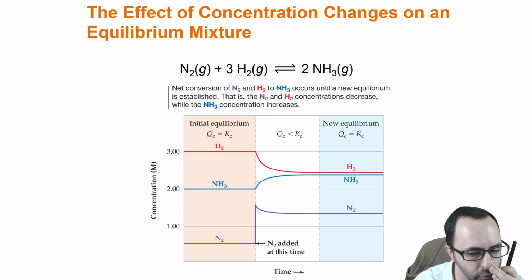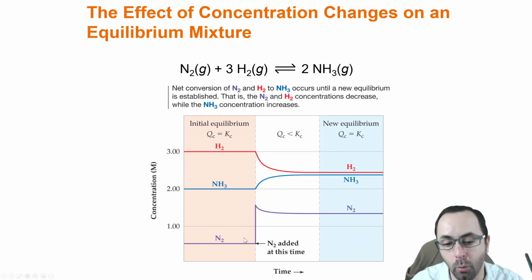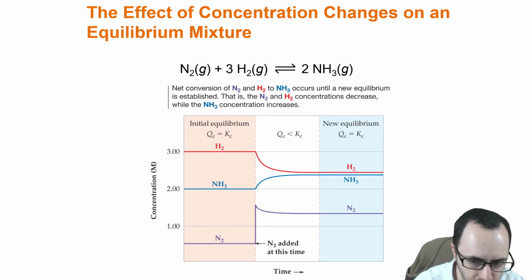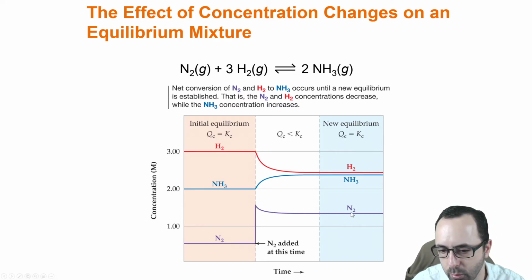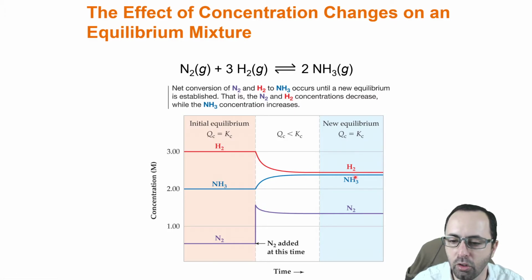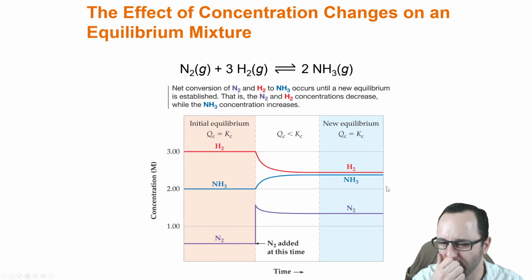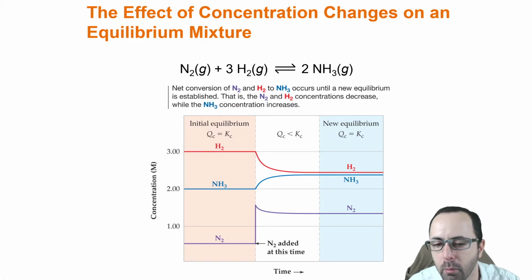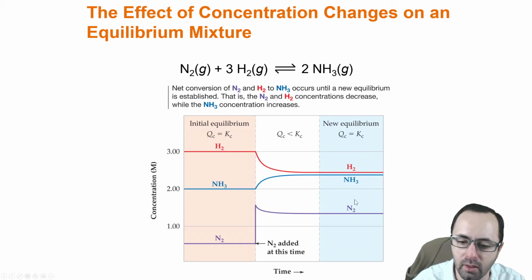Here's a graph showing what was in the last example. So these were at equilibrium, the concentrations weren't changing, but then we spiked in a bunch of nitrogen. And so the result was that the additional nitrogen was consumed, some of the hydrogen was consumed, some additional ammonia was produced, and then we returned to equilibrium again. So there's a new equilibrium at this point. If we were to calculate Q, it would be equal to K again.